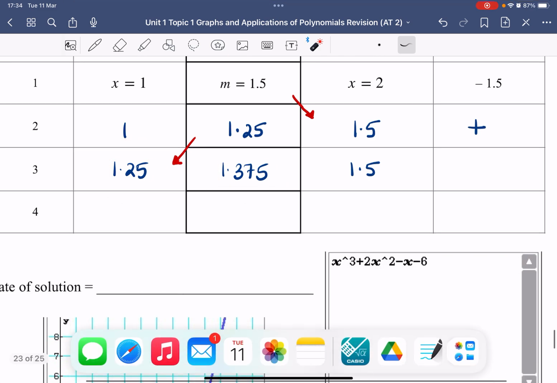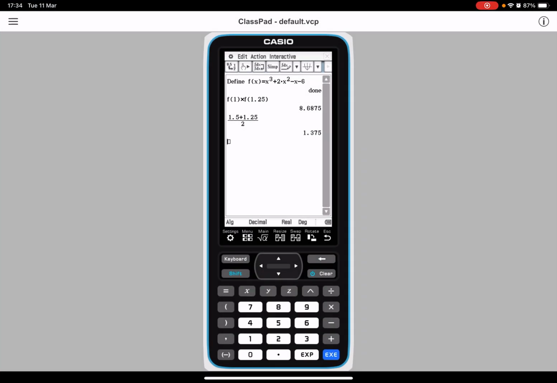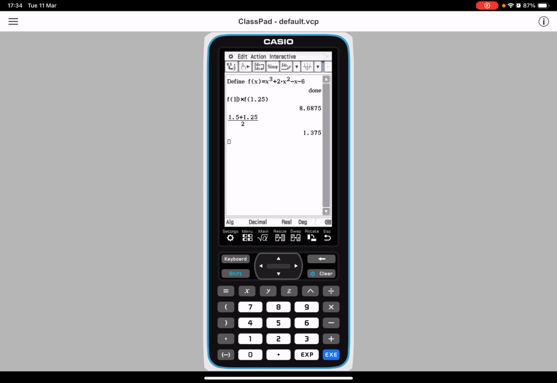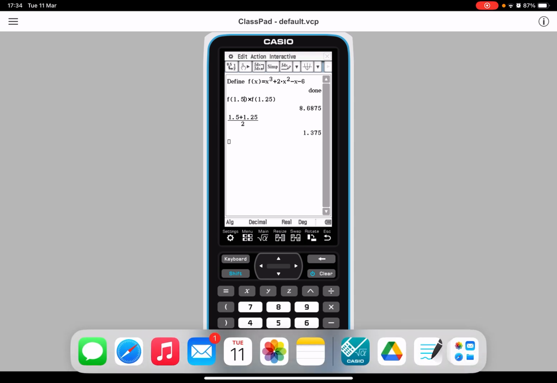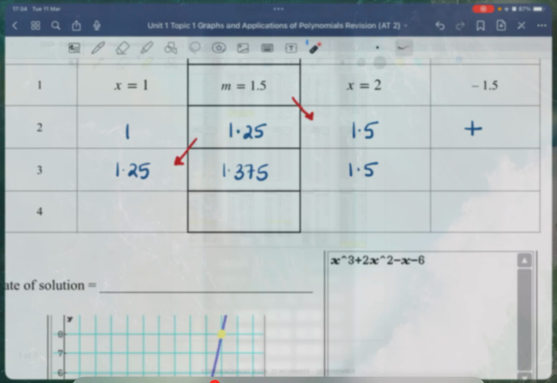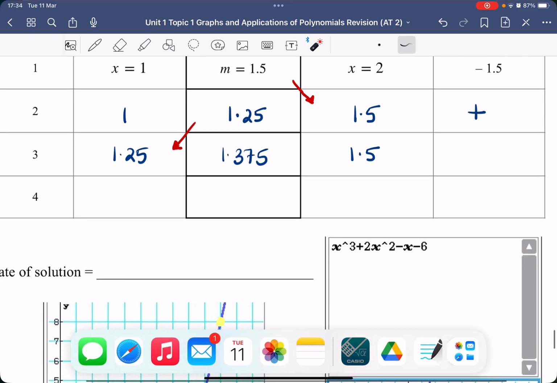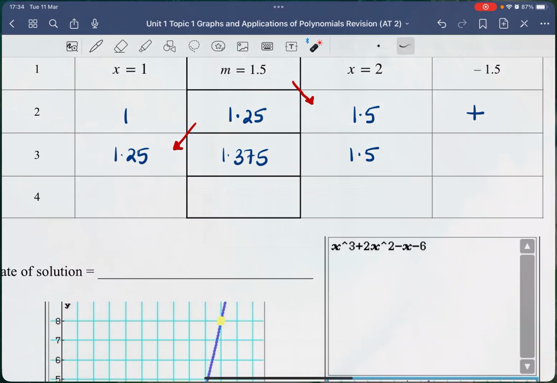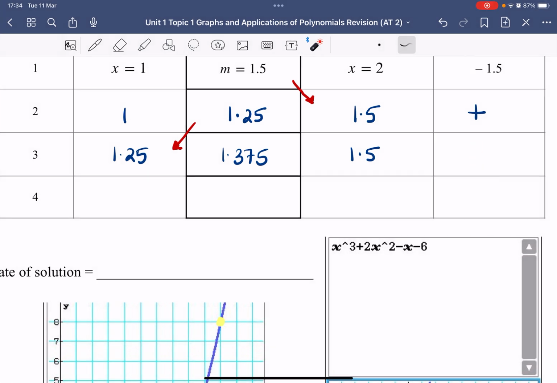Let's do that. f of a times f of m. I don't think that's m. Hang on, I need to go back and check. Yeah, it's 1.25 and 1.375. Let's see, is that positive? Yes, it is. It's positive, so we do the same process because it's positive.